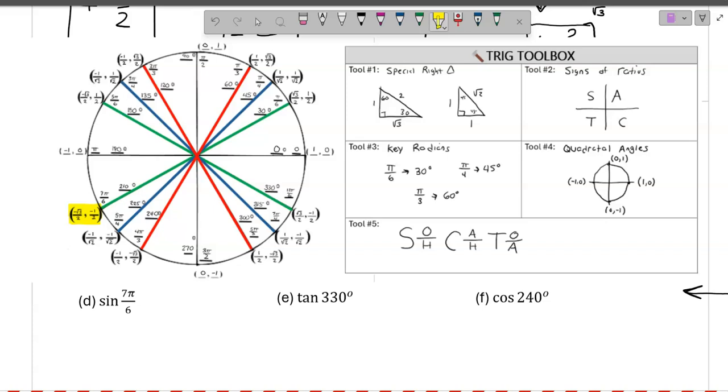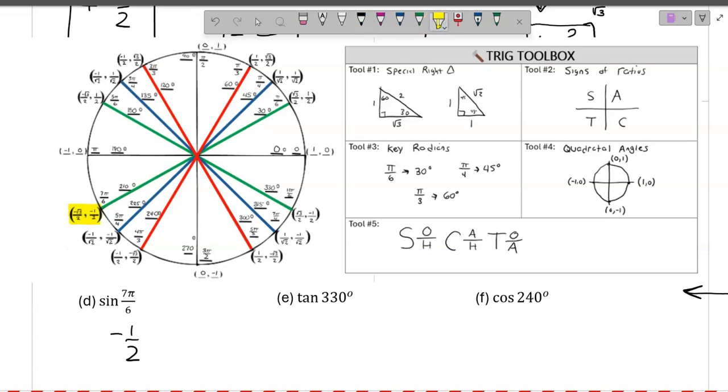And sine is always the y value. Remember, cosine comes before sine in the alphabet, X comes before Y in the alphabet. This is how I remember sines and cosines in that situation. And so in this case, sine of 7 pi over 6 is just the Y value. So right away, we just say -1/2.